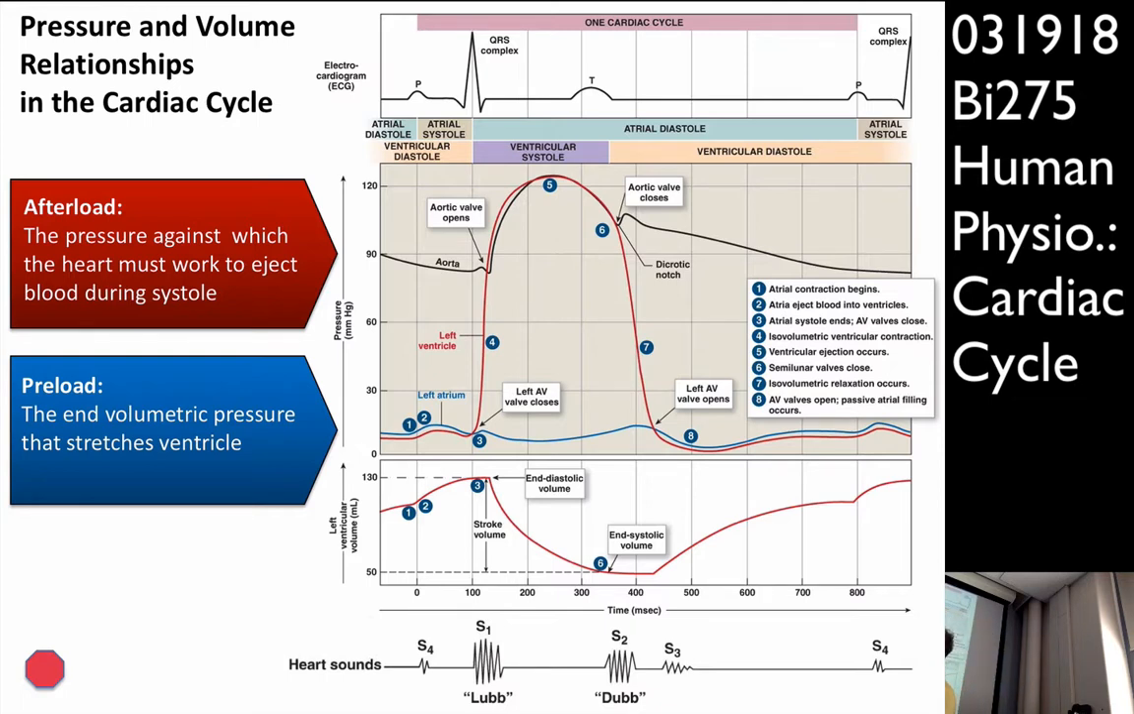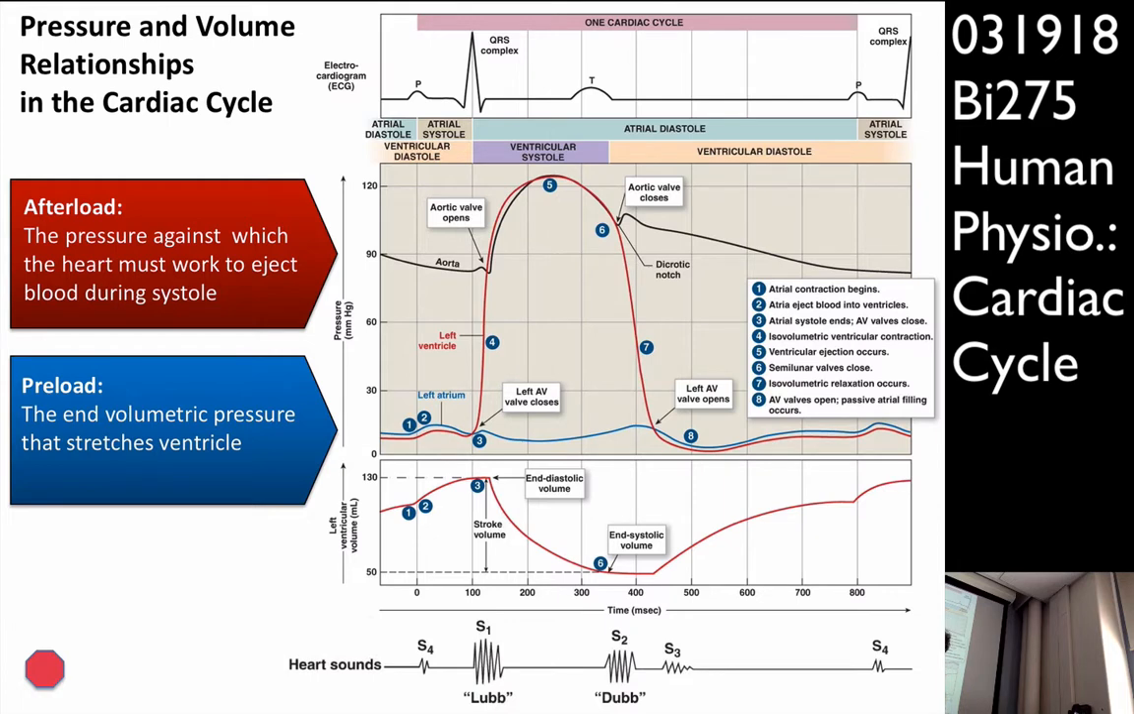But in this first period, it is still lower than the aortic pressure. The aortic pressure is the so-called afterload. It's the pressure against which the heart has to work to eject blood during systole. So the pressure of blood in the left ventricle has got to reach the pressure in the aorta before it can open up those doors. That happens, and then the aortic semilunar valve opens up.